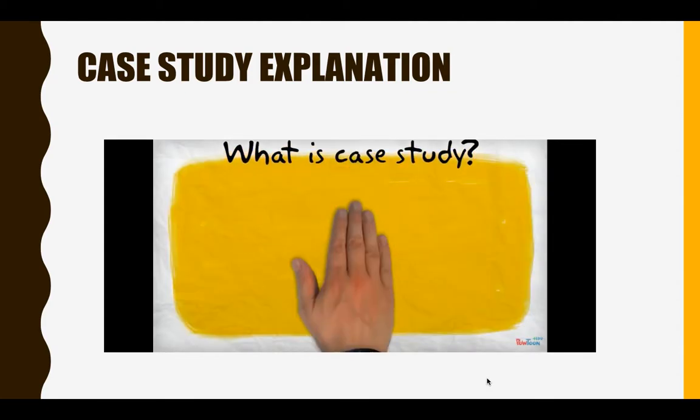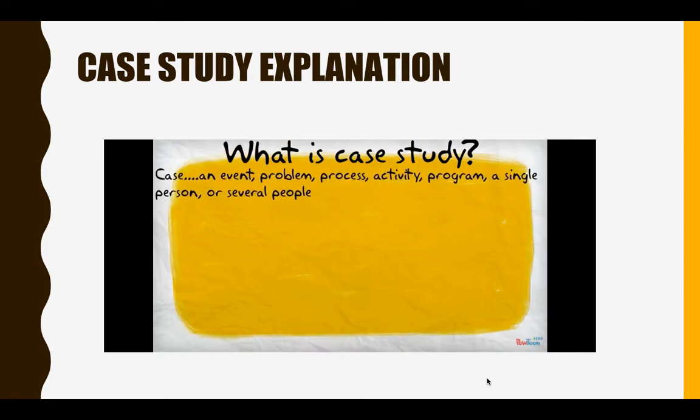So what is a case study? Well, let's define a couple of words first. First, the word case. What's a case? It could be an event, a problem, a process, an activity, a program, a single person, or several people. A case could be any one of these things. A lot of times with case studies, you'll read about a case study being conducted within a bounded system. The bounded system is the boundaries of the case. These boundaries are usually either time and or space. So the case happening within a certain amount of time or within a geographical location. That's the boundaries of that case.